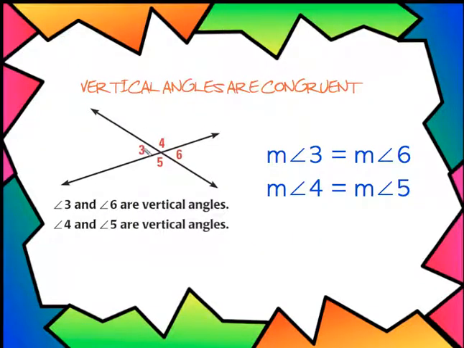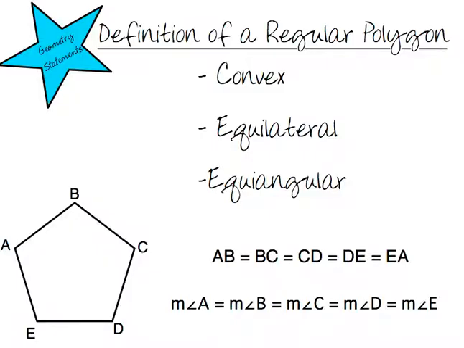Then vertical angles are congruent when they're across from each other like that, like 3 and 6 or 4 and 5. They are always congruent. So you're setting them equal.